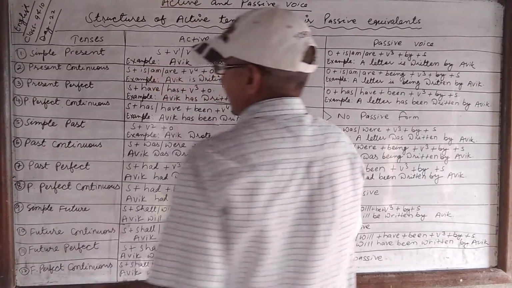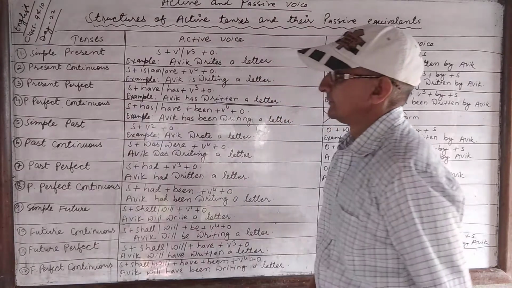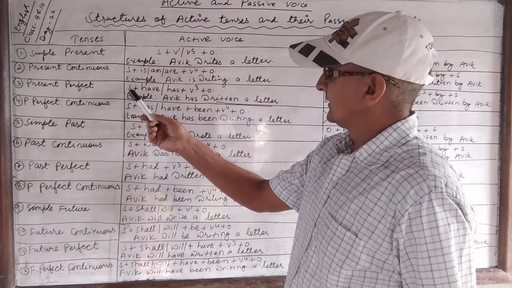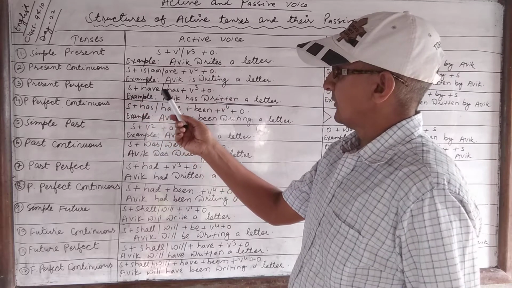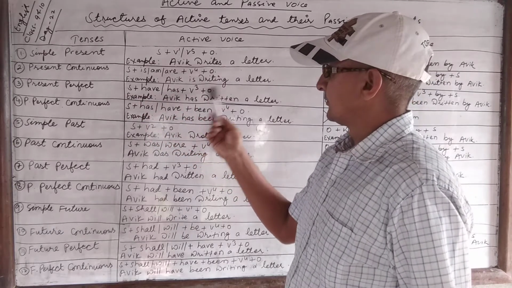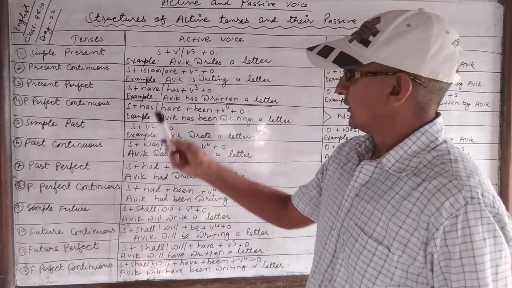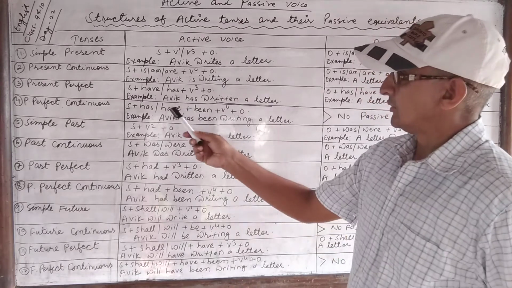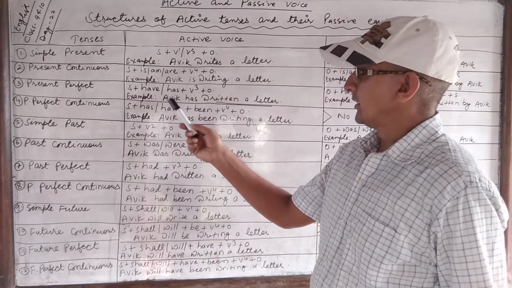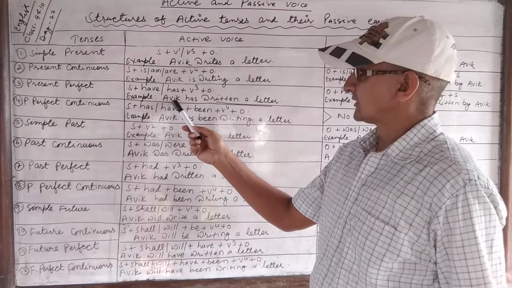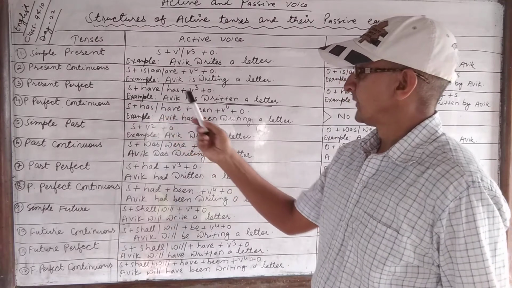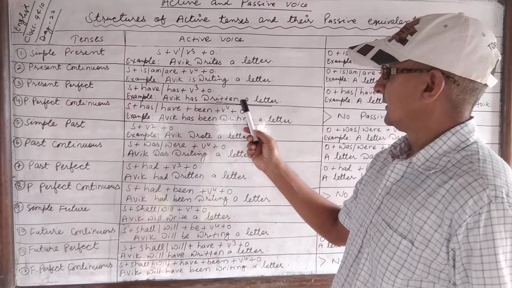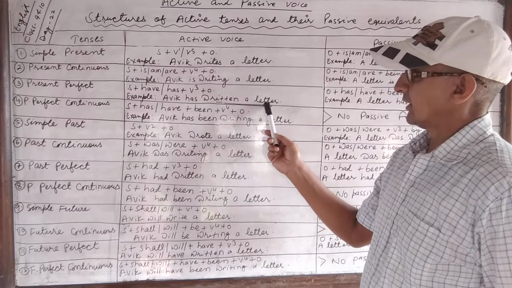Next, present perfect tense. The structure of present perfect tense is subject plus have or has plus V3 plus object. Example is, Avik has written a letter. With singular subject we use has, with plural subject we use have. And then V3, the past participle form of the verb. A letter is object.